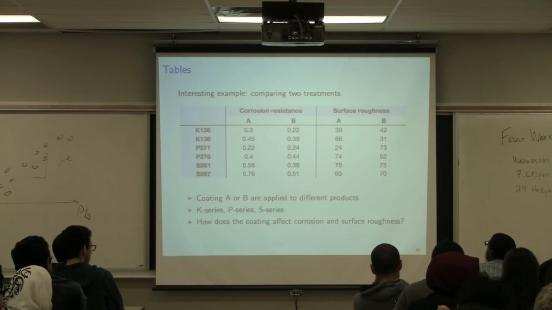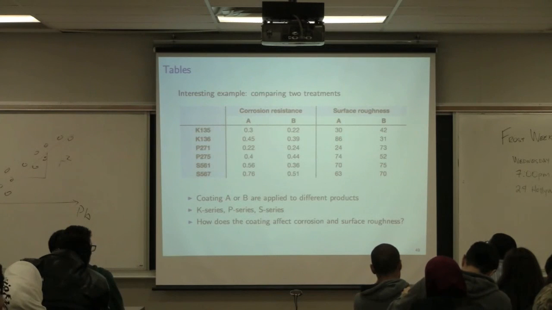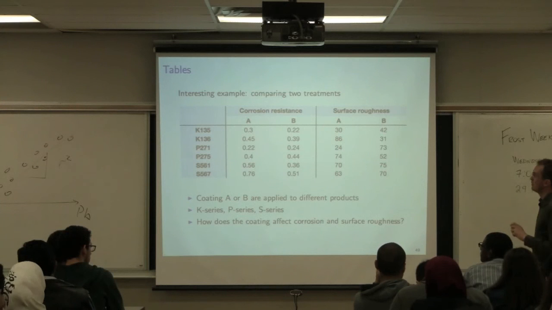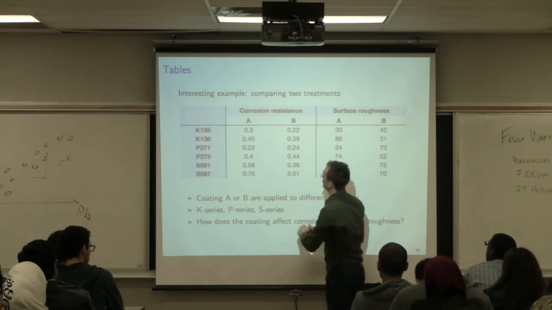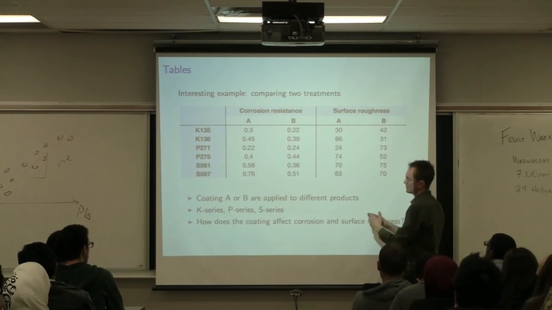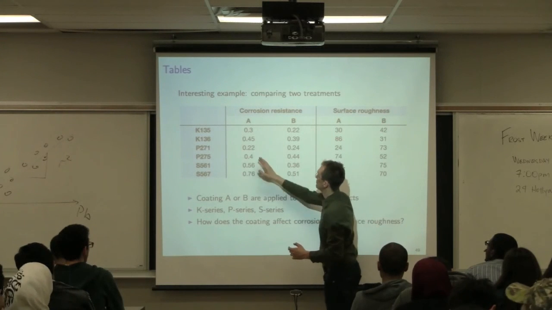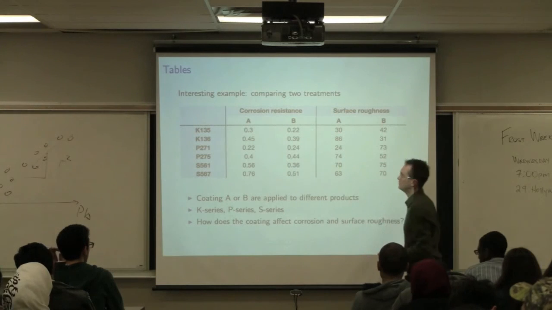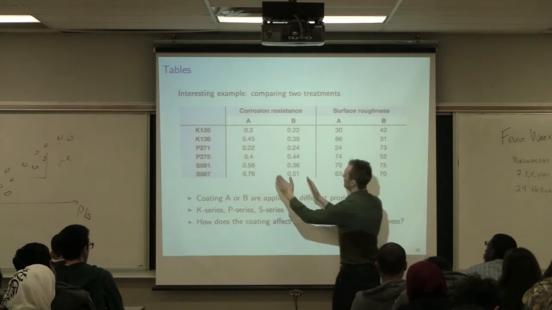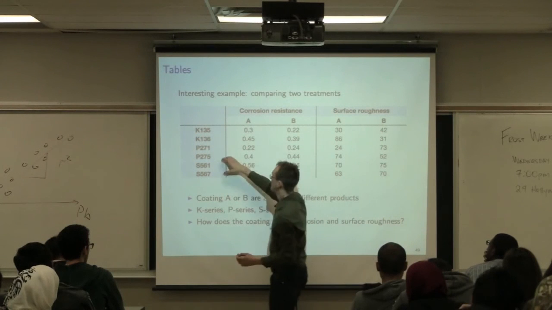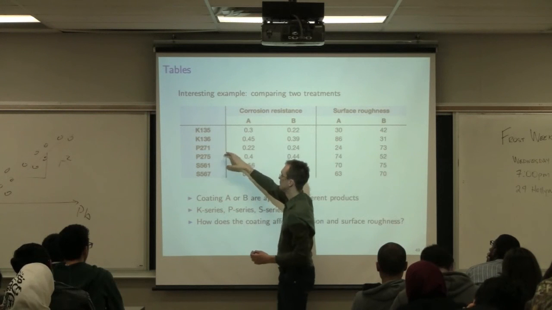One other thing related to data tables, and you'll see this in the design experiment section, is when we're comparing two variables. So comparing two treatments, I'm applying treatment A and treatment B, and B is a coating that I'm applying to a surface. And I'm comparing what the corrosion resistance is for treatment A versus treatment B. That's my categorical variable in the columns here. My categorical variable in the row is different products, so K135, K136, P271, etc.